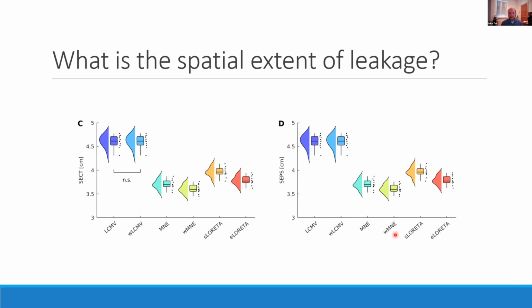The two spatial extent of leakage measures gave very similar results, actually, so I'll present these together just as a general measure of leakage. As you can see, the beamformers performed worst of the group. They had the highest leakage, whereas the weighted minimum norm estimate had the lowest leakage.